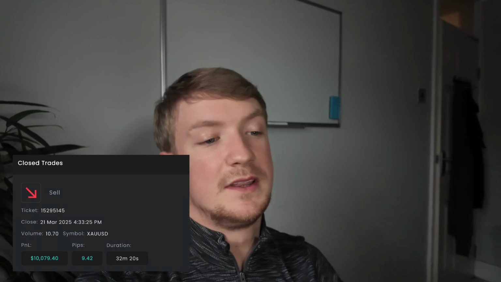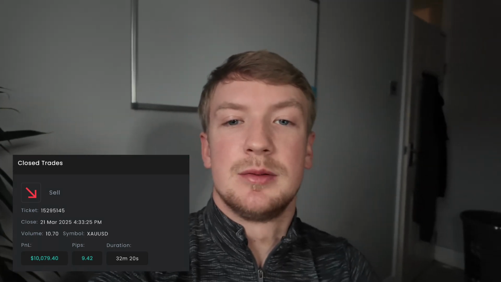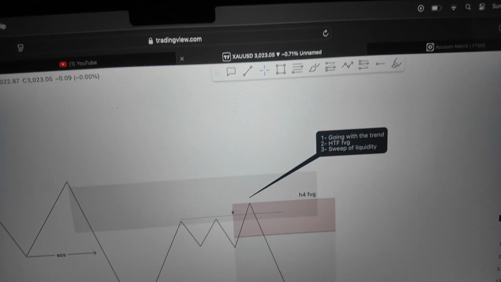Yo, so as you can probably tell by the title of the video, I had a 10k day on gold. This was on my 200k FTMO challenge, but this trade was an A plus setup, so that's why I thought I'd break it down. So this is basically the setup, what I took.